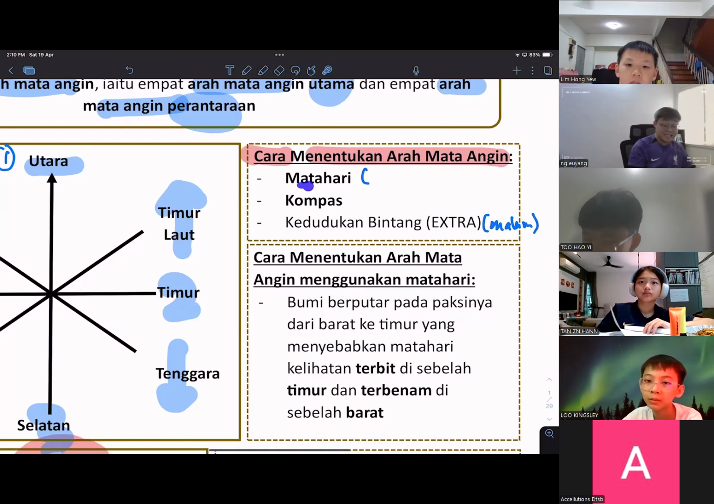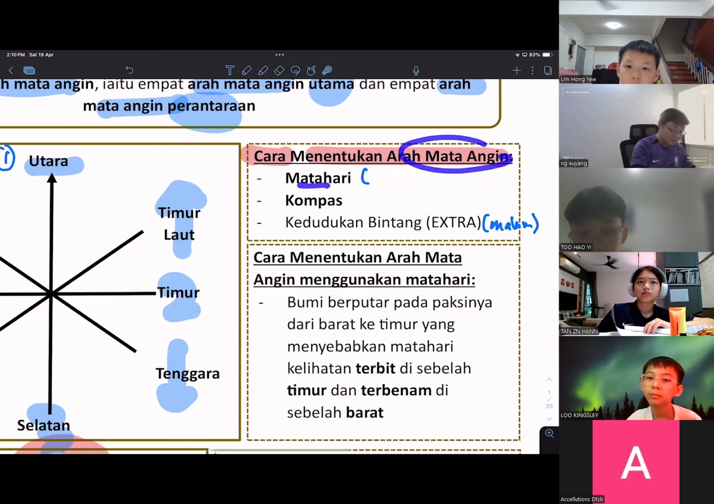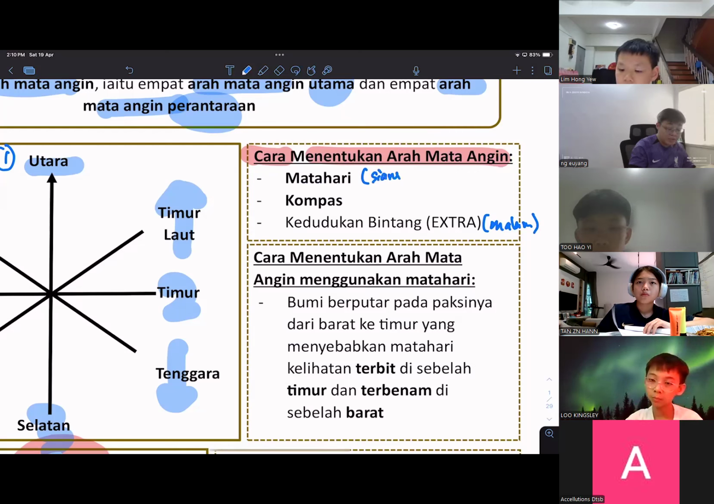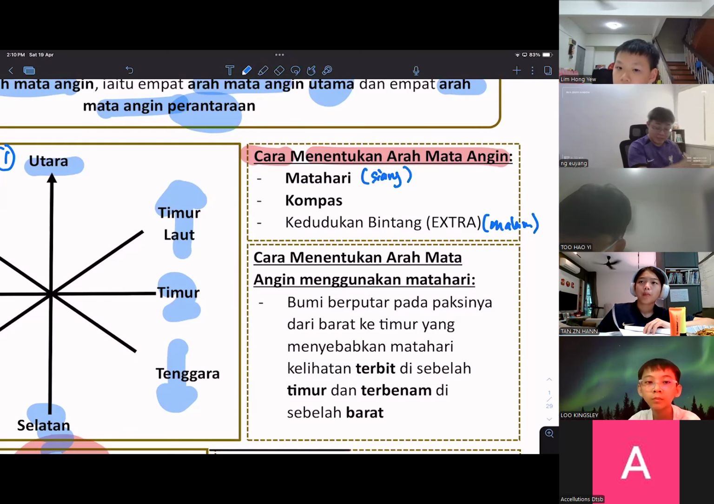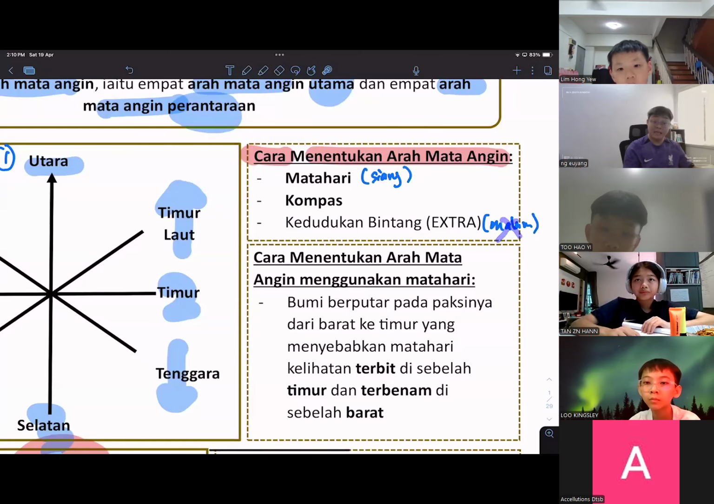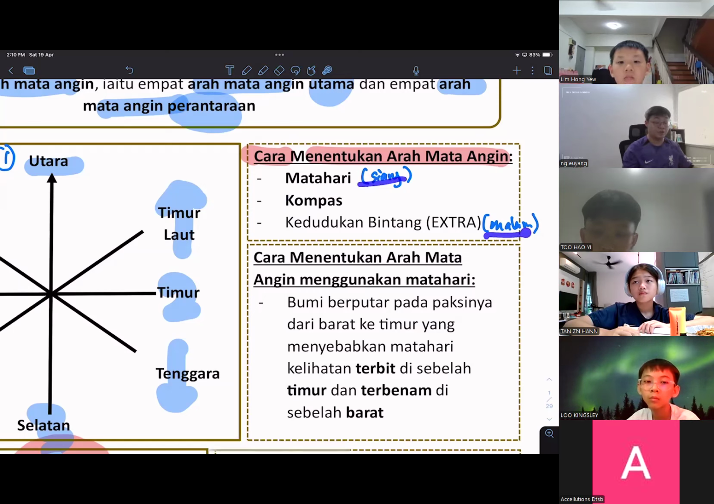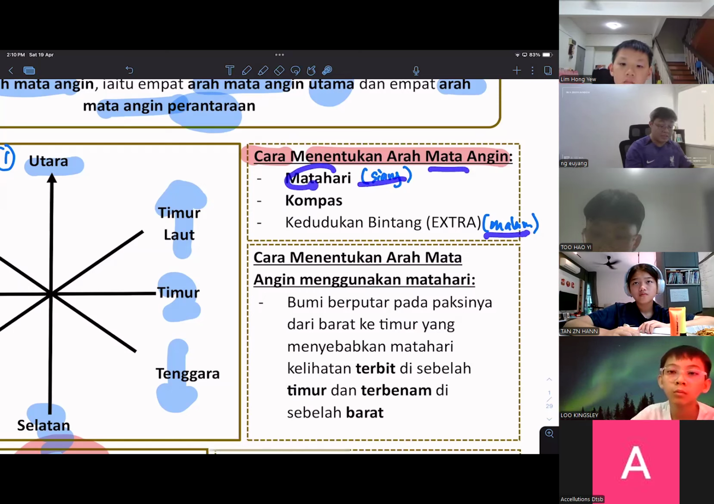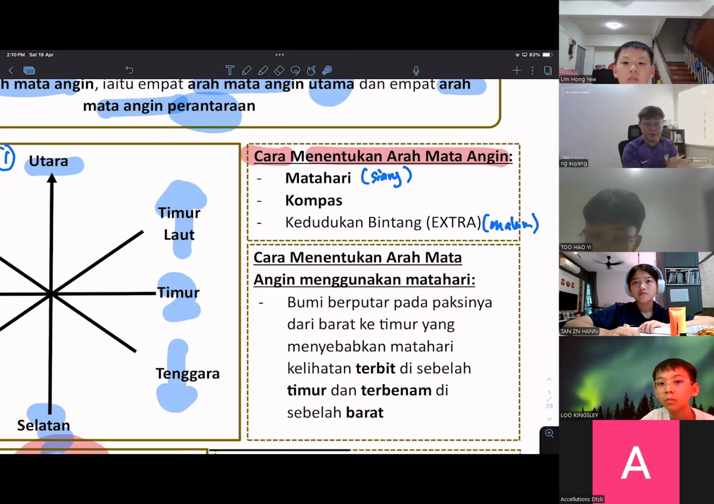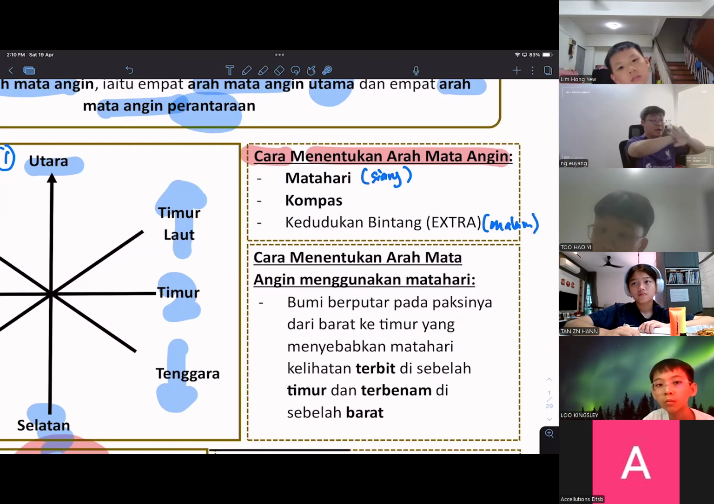So when we use the sun to identify the arah mata angin, this is during the daytime, because only during the daytime can we see the sunlight. At nighttime, we can only see the light from the stars. But if we have heavy rain, daytime or nighttime, there is no chance to identify the arah mata angin using the sun or the stars, because the dark clouds cover all the light sources. So you are nowhere to identify the arah mata angin.